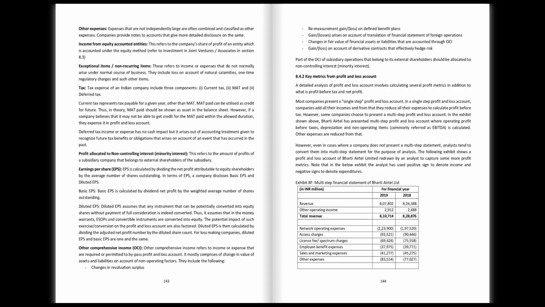A detailed analysis of profit and loss account involves calculating several profit metrics in addition to profit before tax and net profit. Most companies present a single-step profit and loss account. In a single-step profit and loss account, companies add all their incomes and from that they reduce all their expenses to calculate profit before tax. However, some companies choose to present a multi-step profit and loss account.